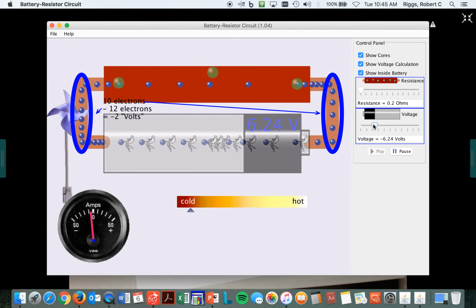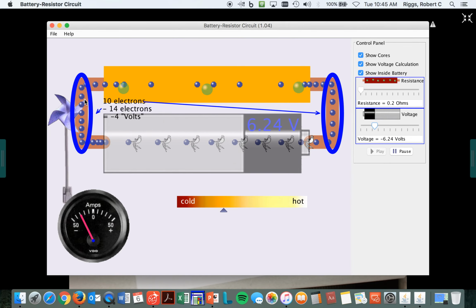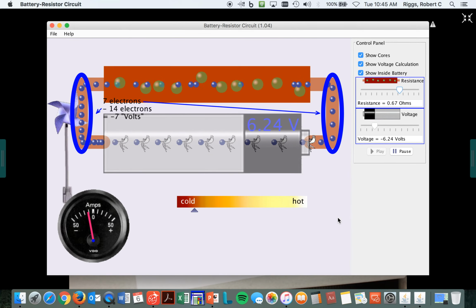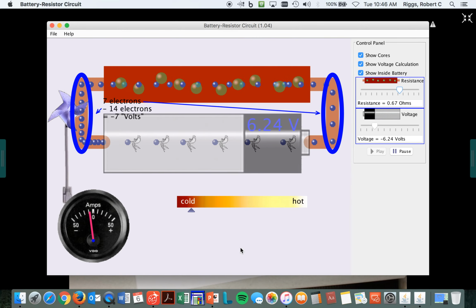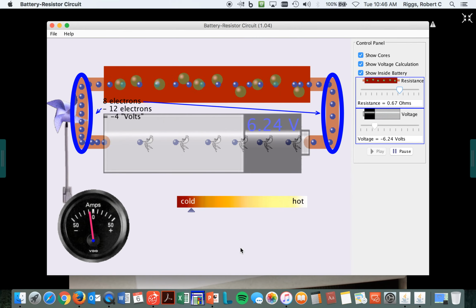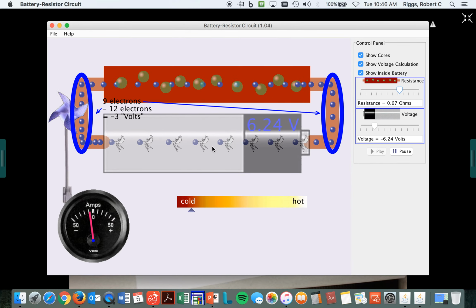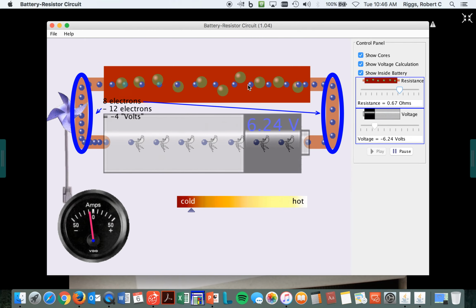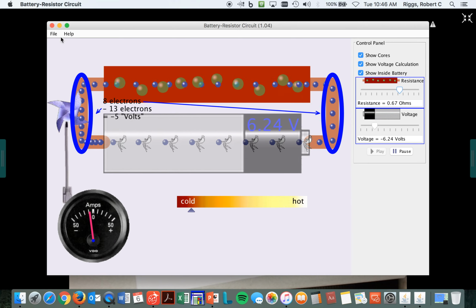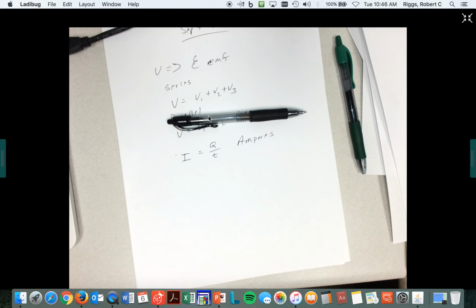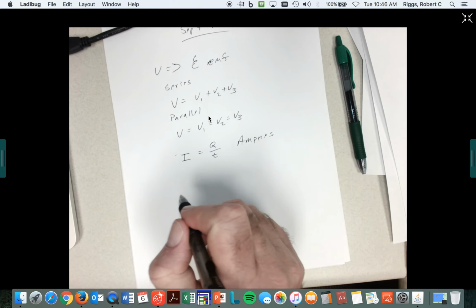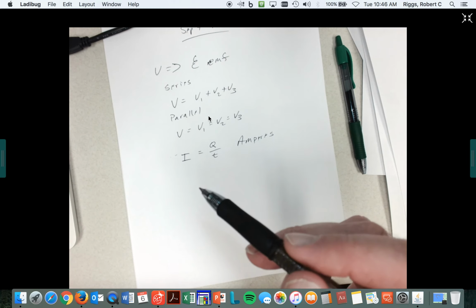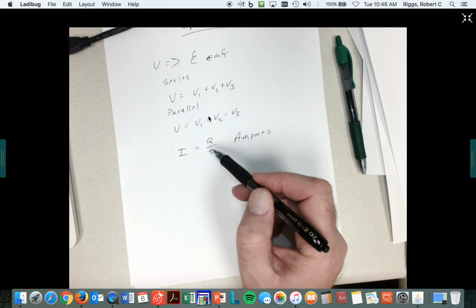So now we've reversed the voltage, so the charge is going the other way. Let's increase that. Now it's slowed way down, it's cooled way off. This is your resistor, this is your battery, here's your charge flowing. This shows you how the charge actually flows. When we do our calculations, we have the charge going this way. So we've learned about batteries in series, batteries in parallel, and what amps are. I is equal to Q over T.